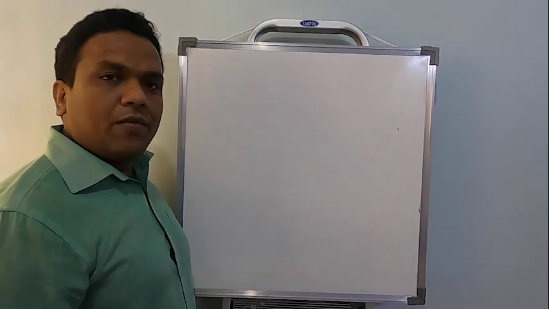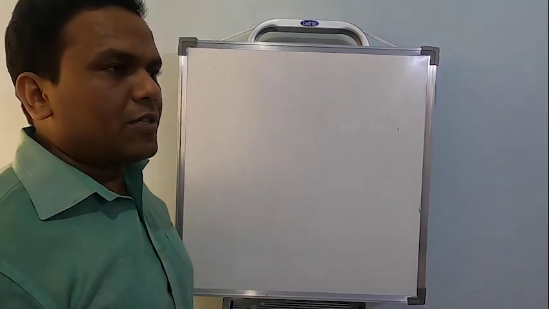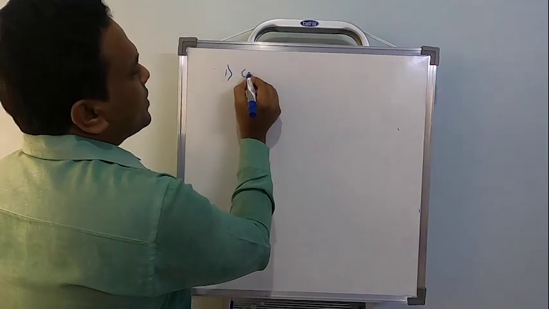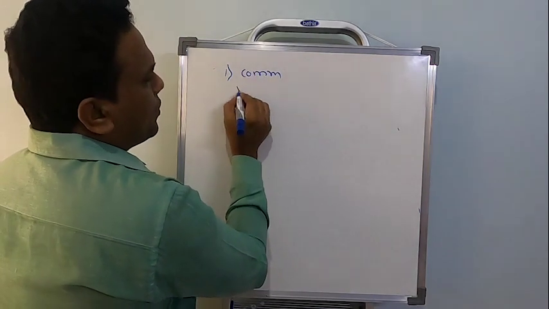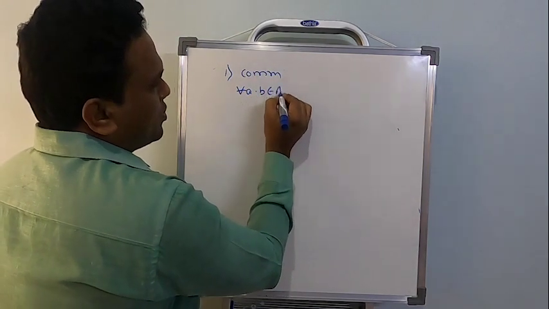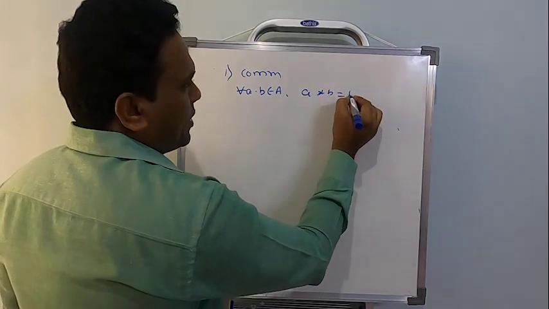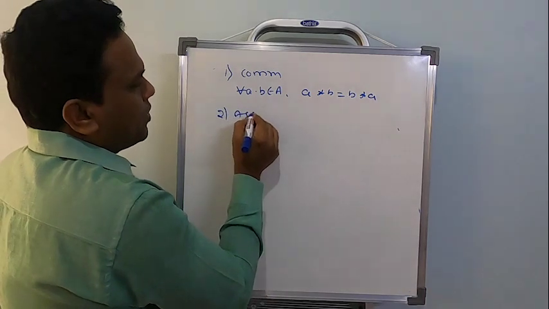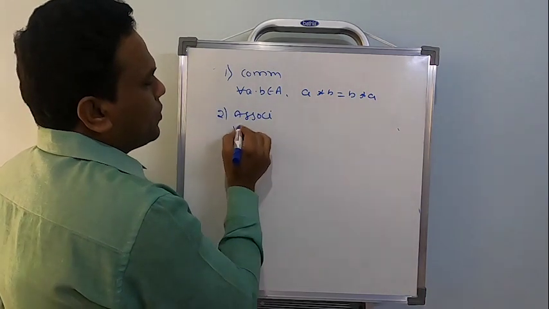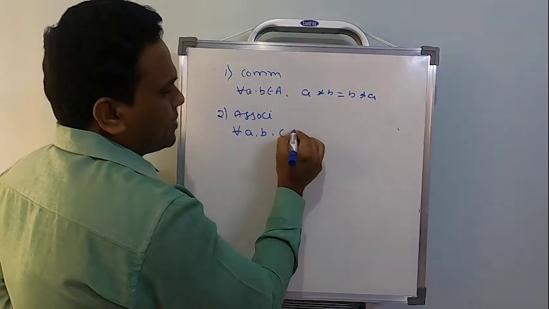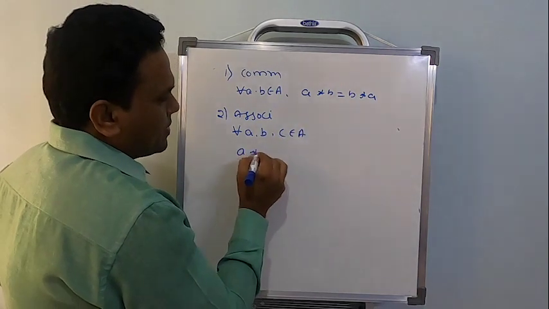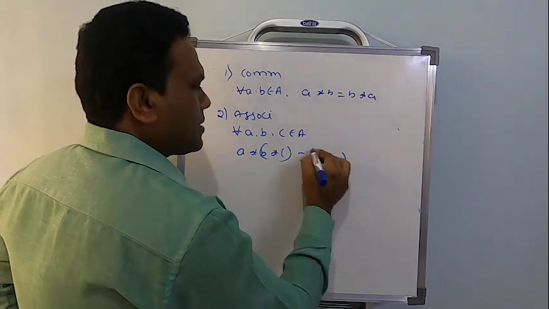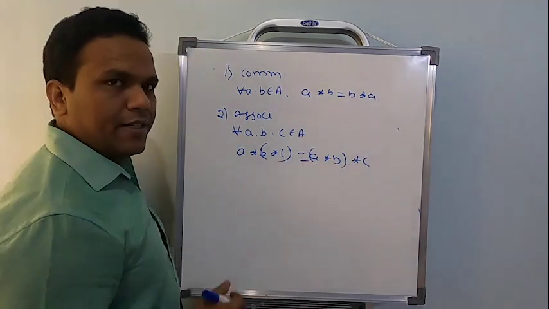Fine students, now we have studied the 4 laws of binary operation. So I will quickly just revise. The first one is called commutative. For every element A, B belongs to the set, A star B should be equal to B star A. That's the commutative property. The next one we call associative. For all A, B, C belongs to the set, (A star B) star C should be equal to A star (B star C). You can associate in any form.